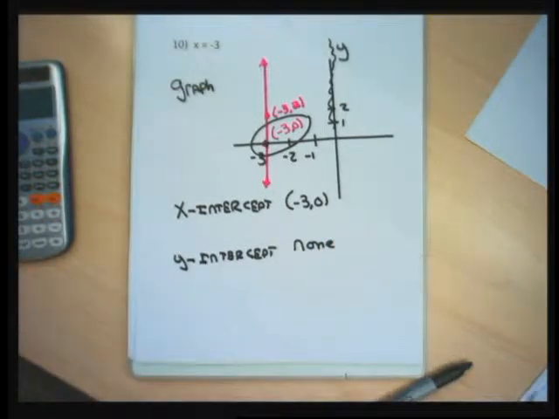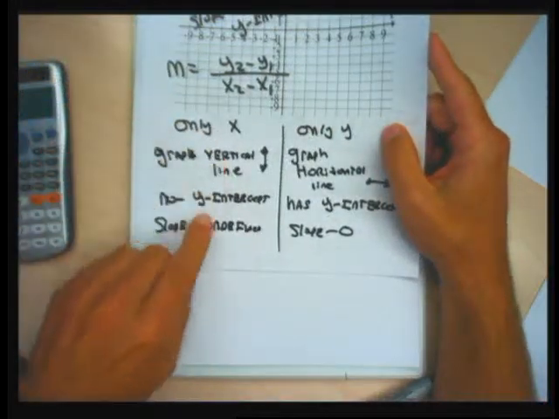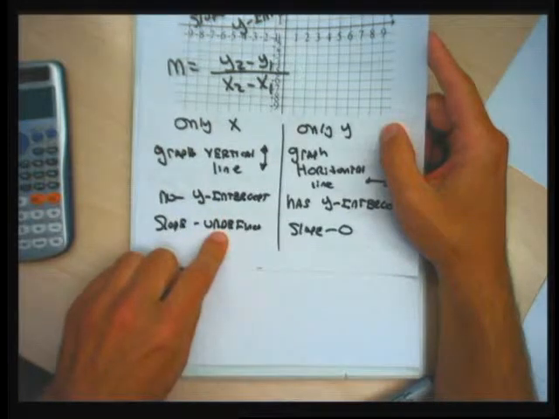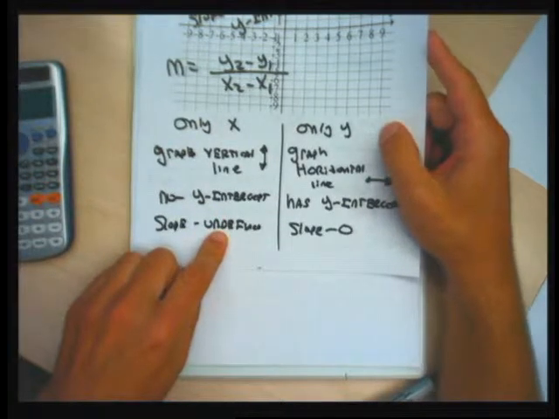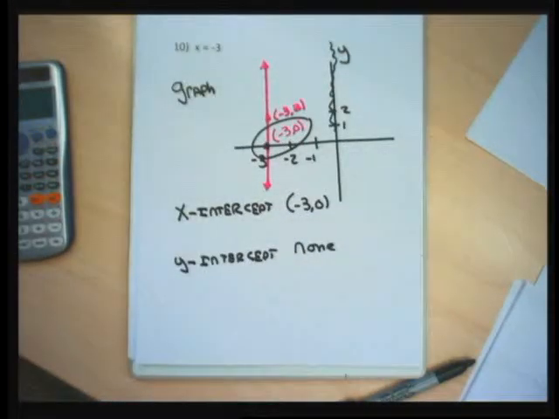A little while back when I was summarizing lines that only have x's and lines that only have y's, on that little summary, I said exactly that. I said lines that only have x's are vertical lines, so I knew to draw a vertical line. It has no y-intercept. I wasn't asked to find the slope. If I was asked to find the slope, I'd say it's undefined, but I didn't have to say that. So that's everything there was for number 10. No algebra involved, which made it a nice problem.